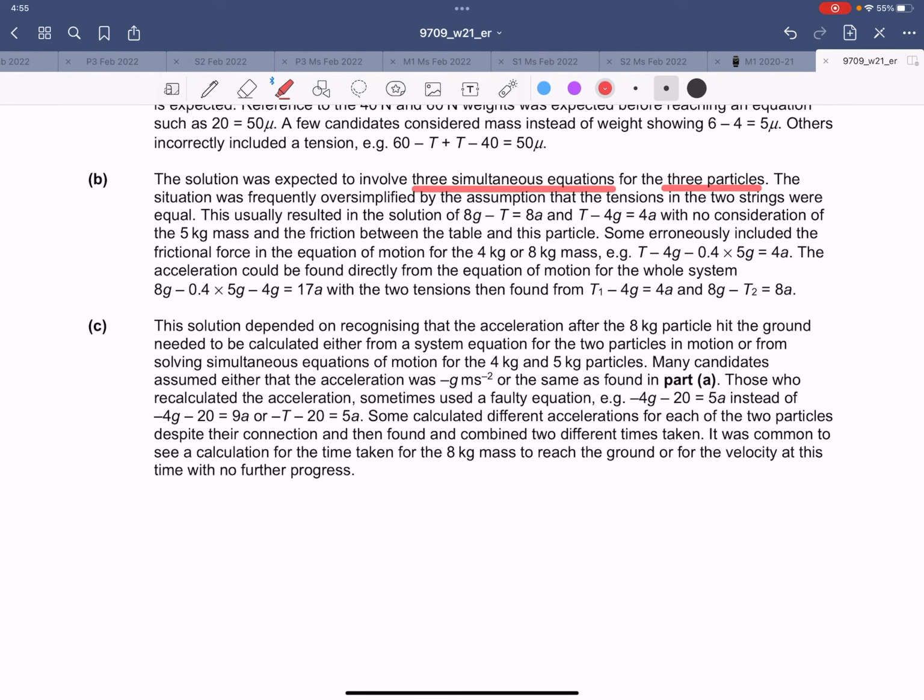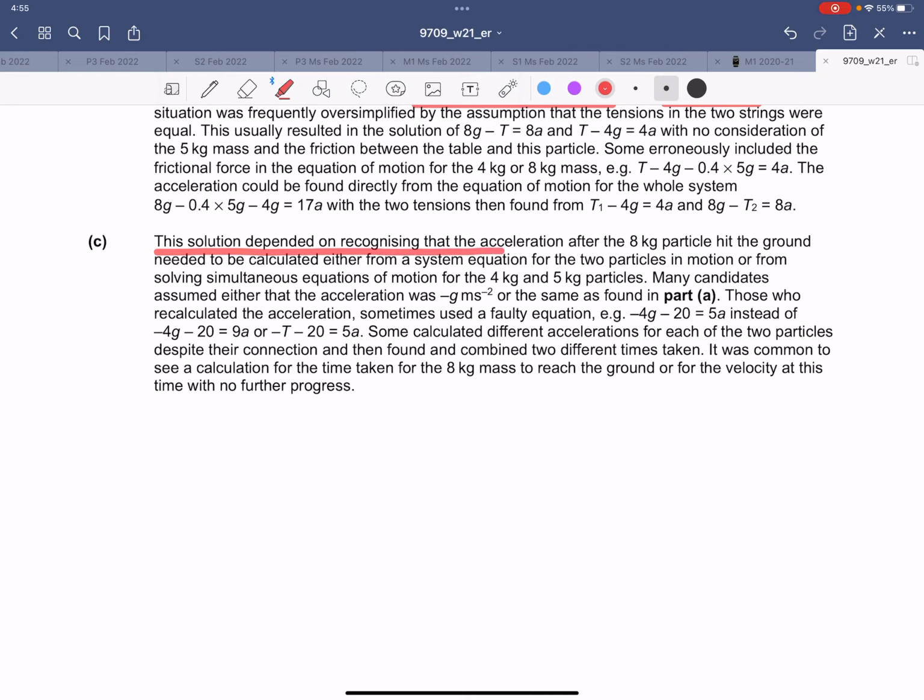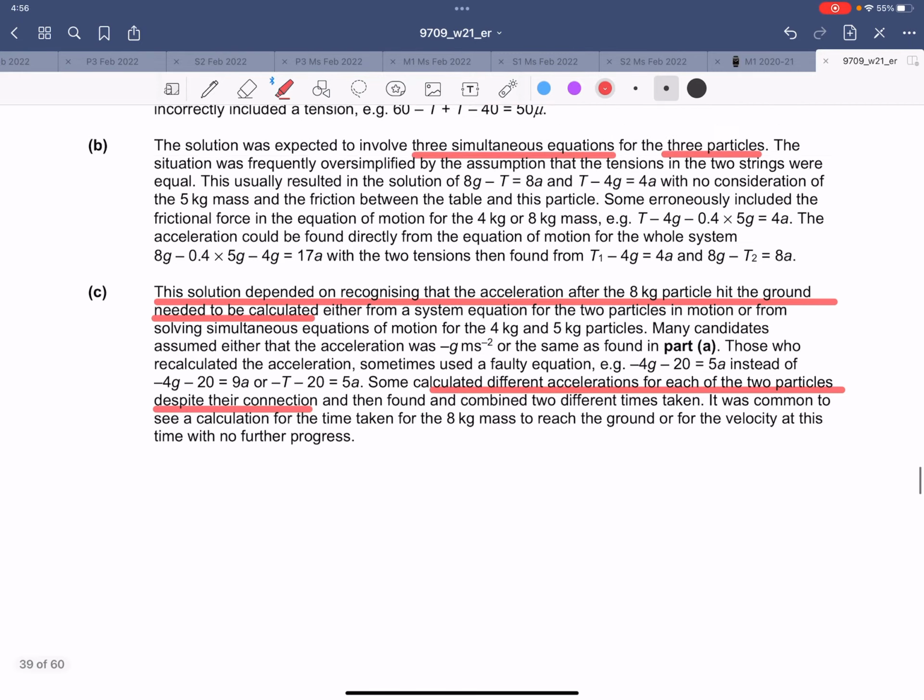Part C. This solution depended on recognizing that the acceleration after the 8 kg particle hits the ground needs to be calculated either from a system of equations for the 2 particles in motion or from solving simultaneous equations of motion. Many candidates assume either the acceleration was minus g or the same as found in part 1. Those who recalculated the acceleration sometimes used a faulty equation. Some calculated different accelerations for each of the 2 particles despite the connection. As long as it's a connected particle, how can they have different acceleration? And so on. So this is all the mistakes that people did.